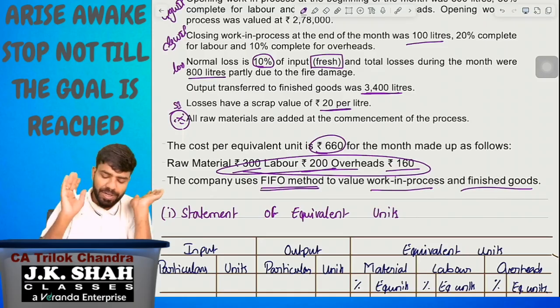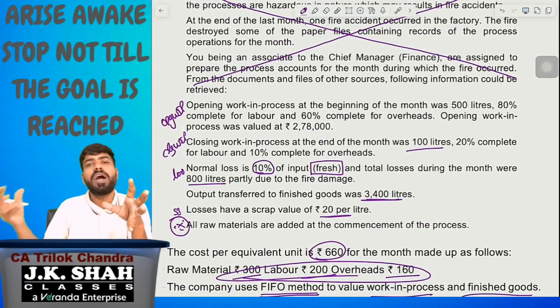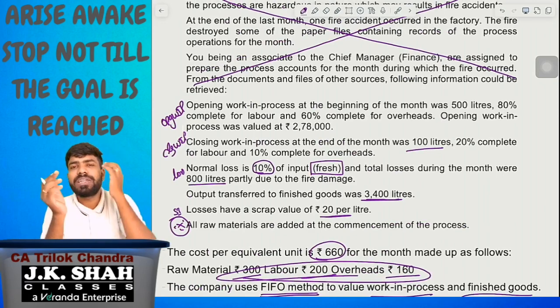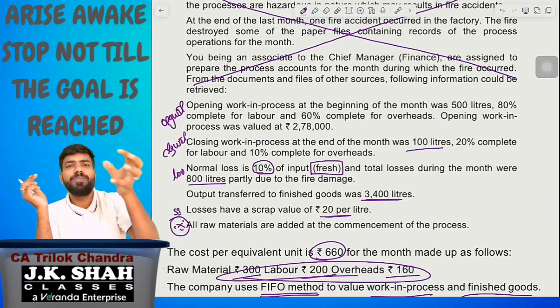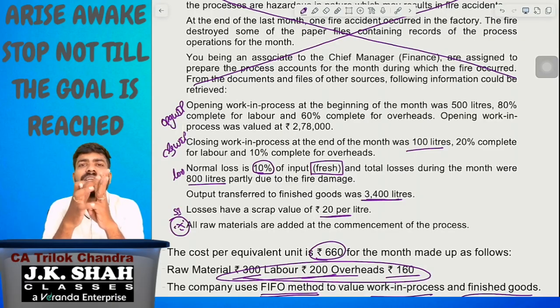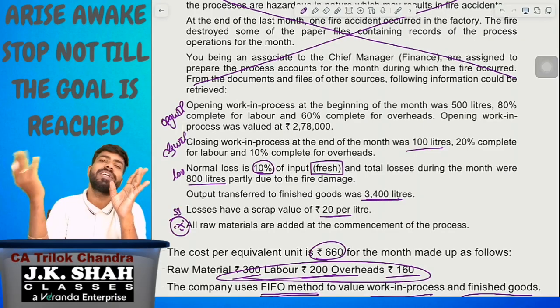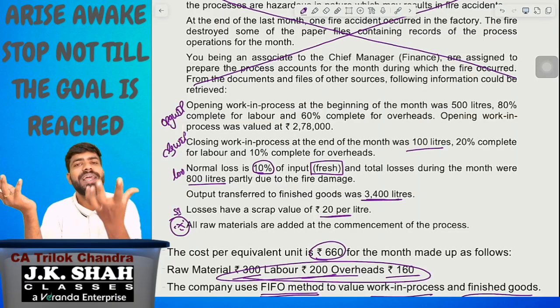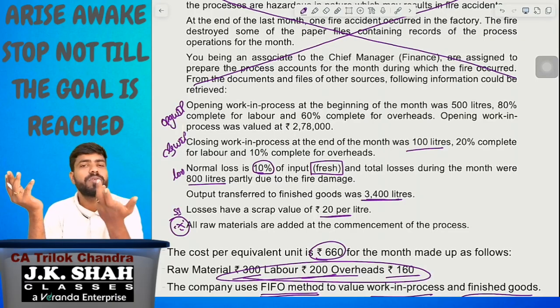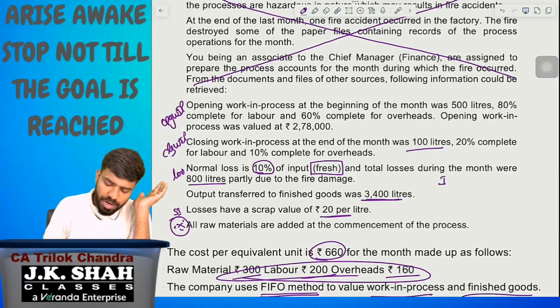Okay, now simple. Before proceeding further, let us analyze what is the input given and what is the output. We all know that whatever input we give can result in three forms. What are the three forms? Completed units, uncompleted units, and then loss. Completed units will transfer to the next process, uncompleted units will be lying as closing stock, and loss will be accounted according to normal loss and abnormal loss. Look at the question, input, output.